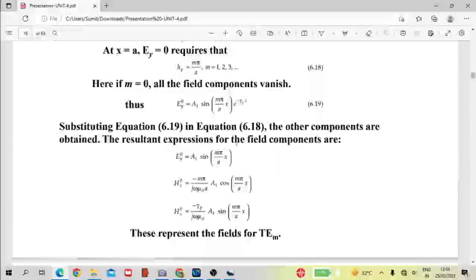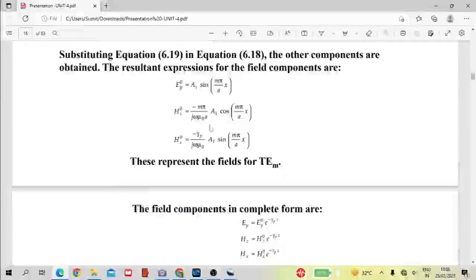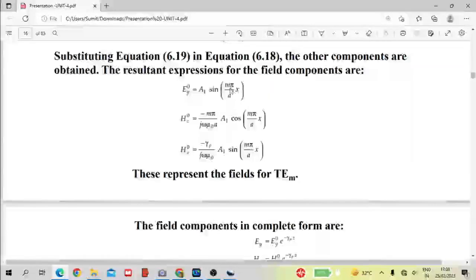Then substituting this in the equation, the other components also can be obtained. So this calculation we can do manually and we will obtain these components. So you see every component is dependent on the term m. So this represents the mode of propagation of the TE wave. One particular value of m will give the TE mode.